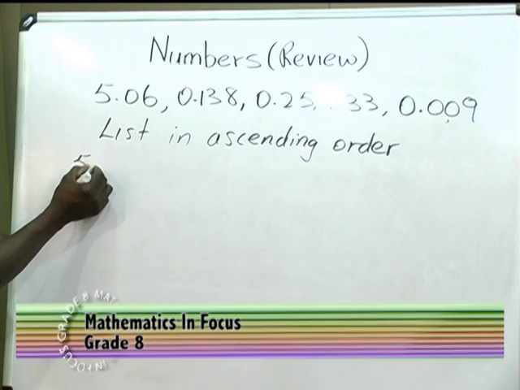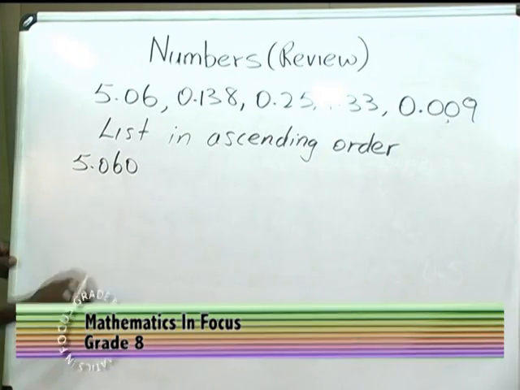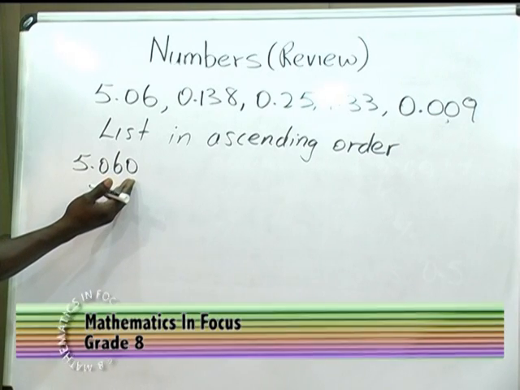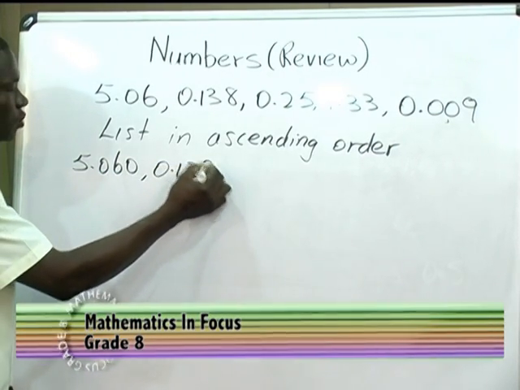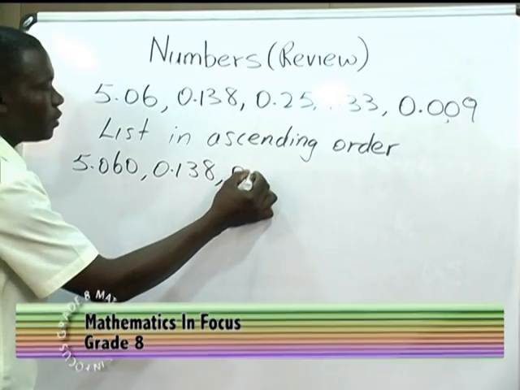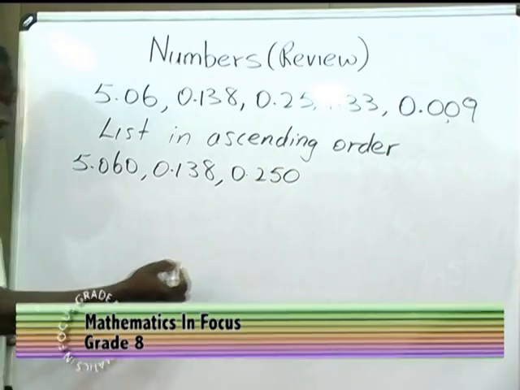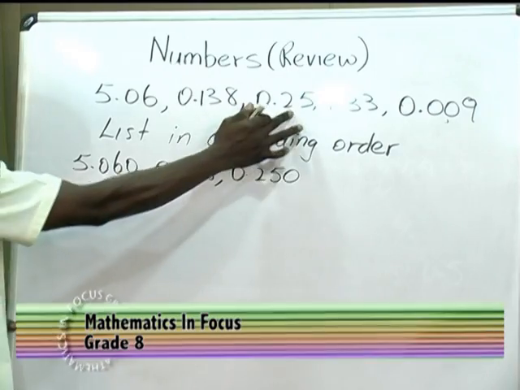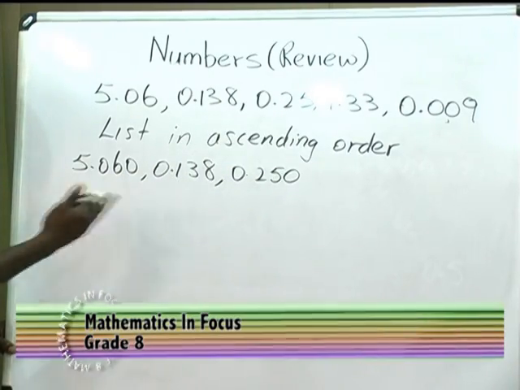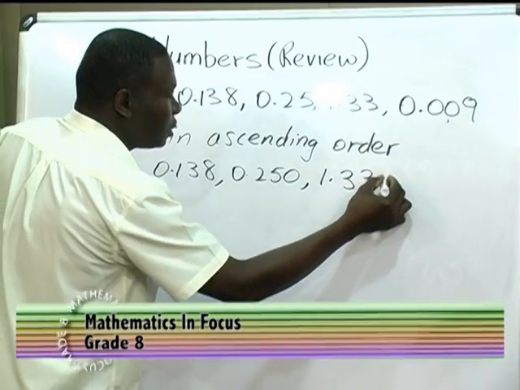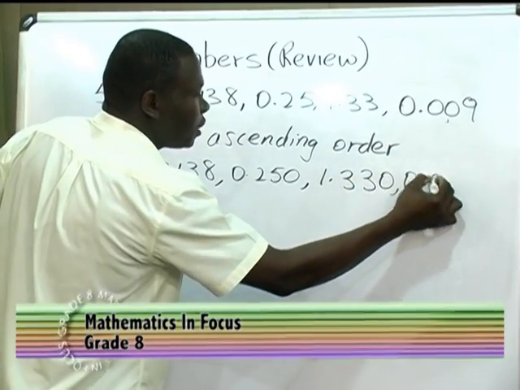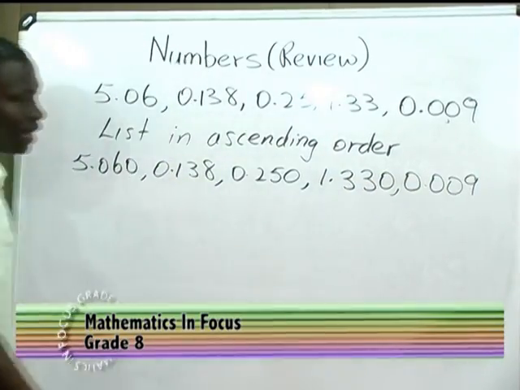So we have 5.060. We add in this third one with a 0. It doesn't change the value of the number. Then we have 0.138. Then we have 0.250. See how we're making it from 2 decimal places to 3 decimal places by just adding a 0 to the end. 1.330, 0.009.